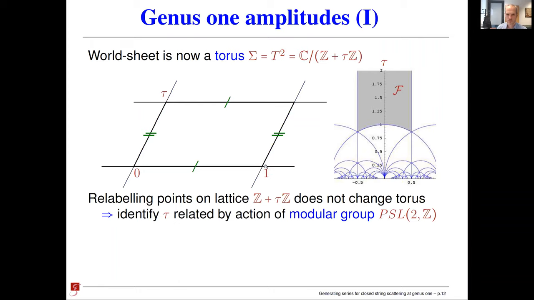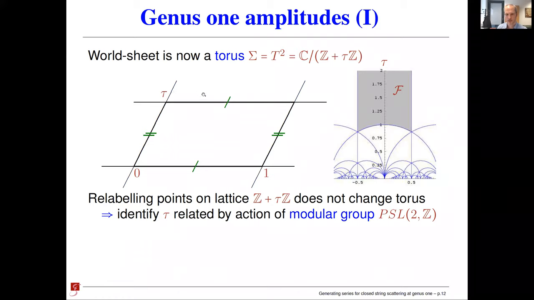And really, it's just a transformation on a two-dimensional thing. So it's a 2x2 matrix, and the coefficients have to be integral. But this means that if I want to talk about inequivalent tori, I have to identify all these different shapes of this rectangle or parallelogram, where these values of tau are related by these changes of bases.